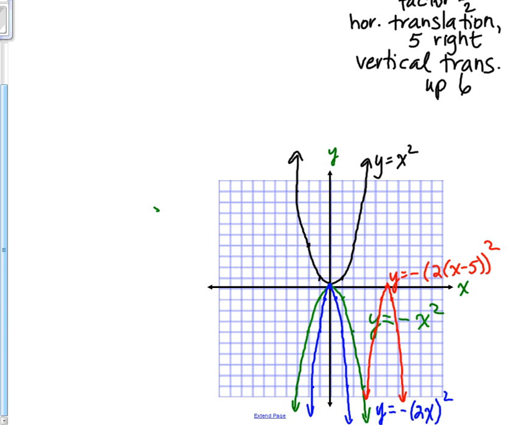Our last one is a vertical translation up 6. We take that entire red function and move everything up 6. That's not so bad. 1, 2, 3, 4, 5, 6. There is our new vertex. Over 1/2, down 1. Over 1, down 4. And we have our new function.